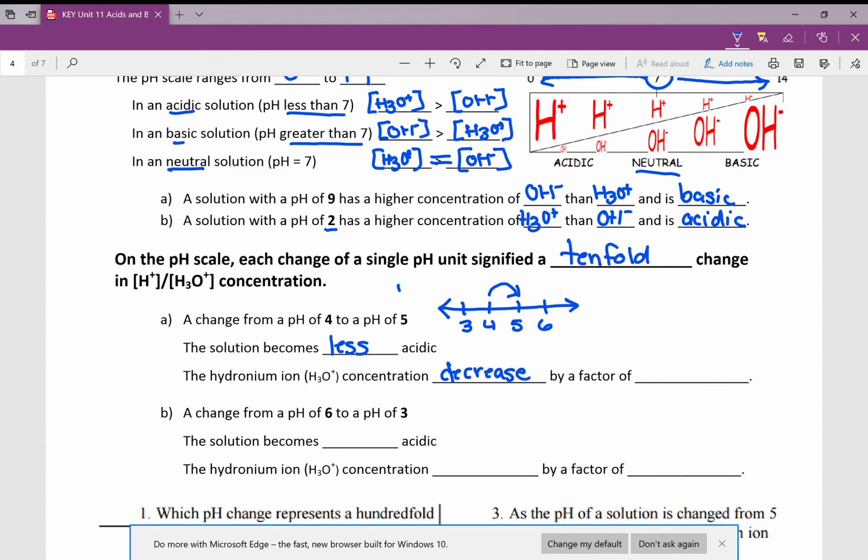Okay, so here it's more acidic. Over here is less acidic. As you go towards 1, this means more hydronium. And as you become less acidic, it's less hydronium. Okay, so how many times does it change though? I made one jump on the pH scale, so I know it's going to decrease by a factor of 10. Okay, let's compare this 6 to a pH of 3.